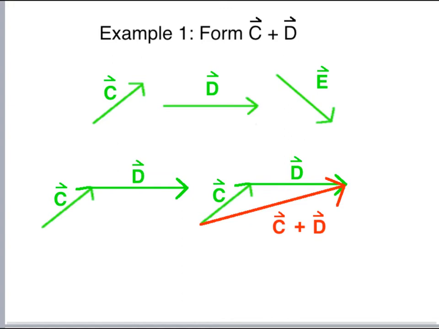So let's do some examples. I've got three vectors here. I've got a vector C, I've got a vector D, and a vector E. They're different lengths, they're different directions, and I want to form the vector sum C plus D. And so I'm going to do tail to tip twice. And so that means D is my second vector, so I'm going to connect the tail of D to the tip of C.